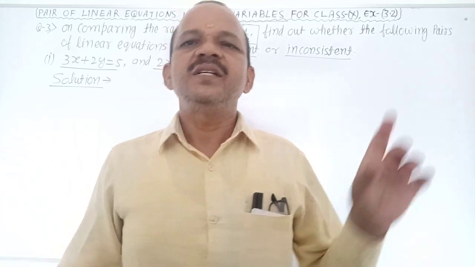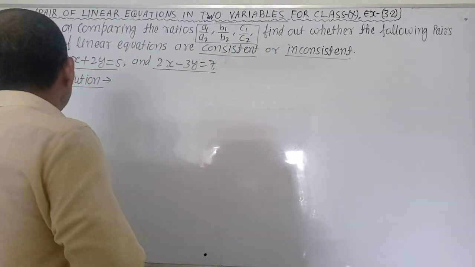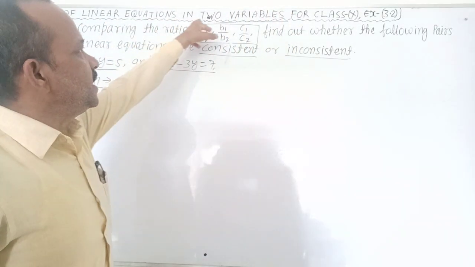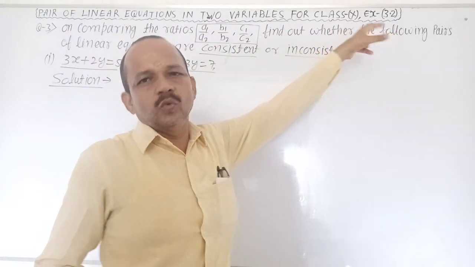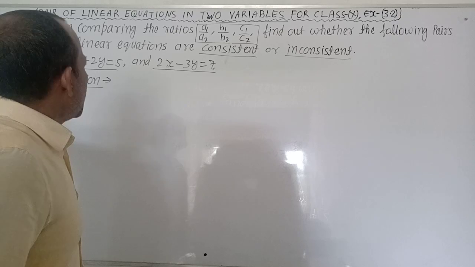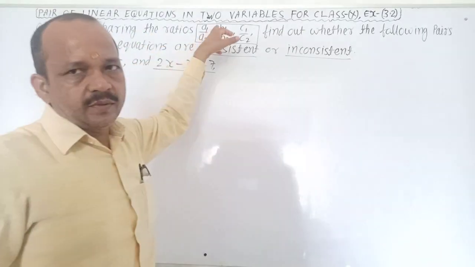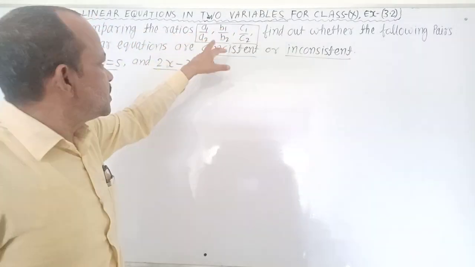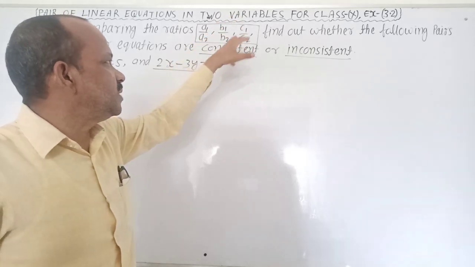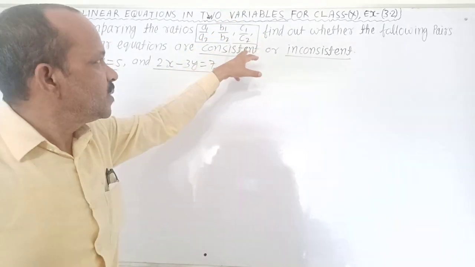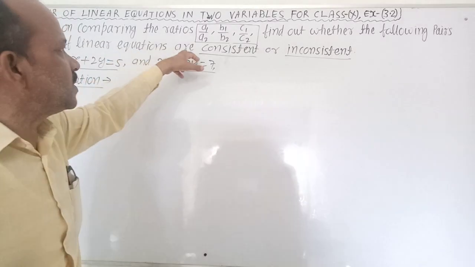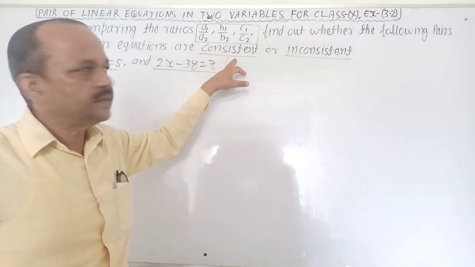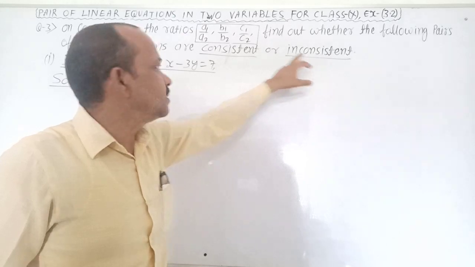Very good. See the board. Pair of linear equations in two variables for class 10th, exercise 3.2. Question number 3. On comparing the ratios a1 by a2, b1 by b2, c1 by c2, find out whether the following pairs of linear equations are consistent or inconsistent.